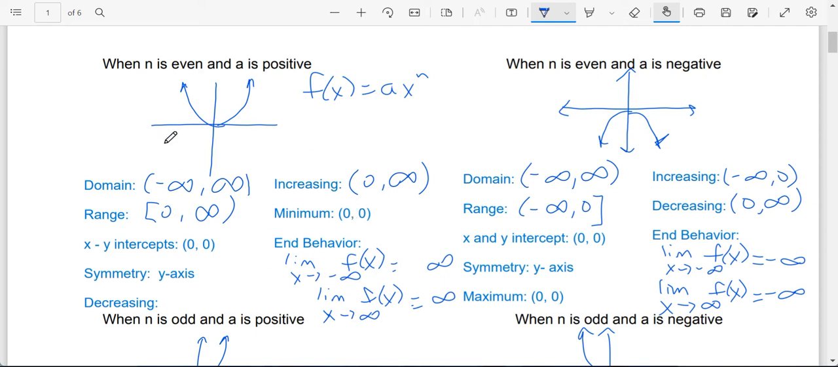This is only when n is even and a is positive, and over here is when n is even and a is negative. As you can see, it's facing down. Your parabola or whatever U-shaped graph it is, because it could also be x to the fourth, sixth, etc. If the a value is negative, it'll be facing down. Make sure you jot all this information down. I would recommend you pause the video right now and jot it down.